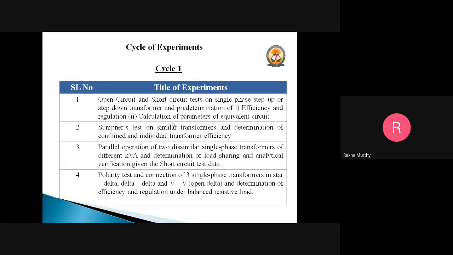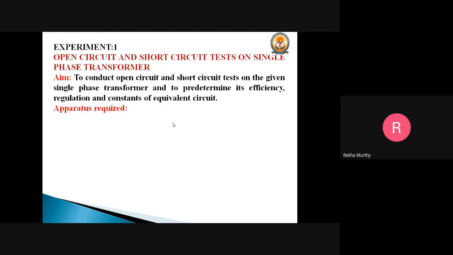Now let's move on with the first experiment, that is open circuit and short circuit test on a single phase transformer. The aim of this experiment is to conduct the open circuit and short circuit tests on a given single phase transformer and to predetermine its efficiency, regulation and constants of the equivalent circuit. Let us see what apparatus we require to conduct this test.